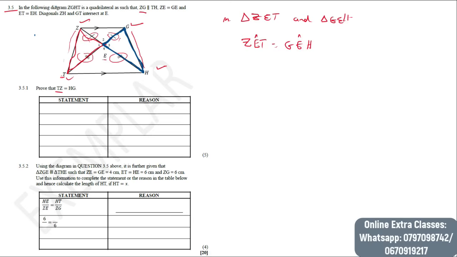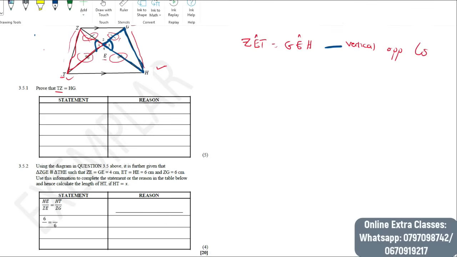We can see that this angle and this angle are equal. And what's the reason for that? These are vertical opposite angles. So that's the first step. So we can see that these two angles are equal. So now let's wrap up so that we don't get confused.